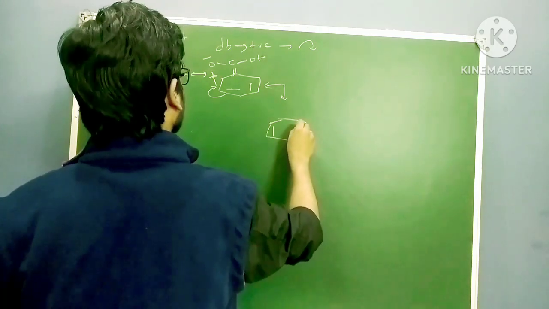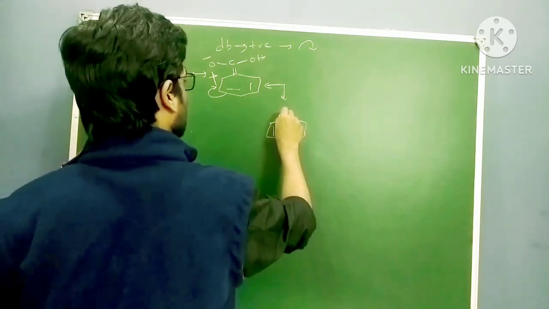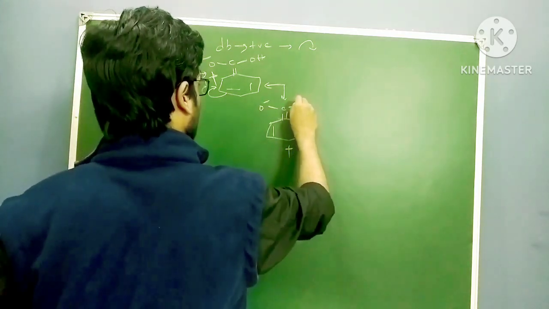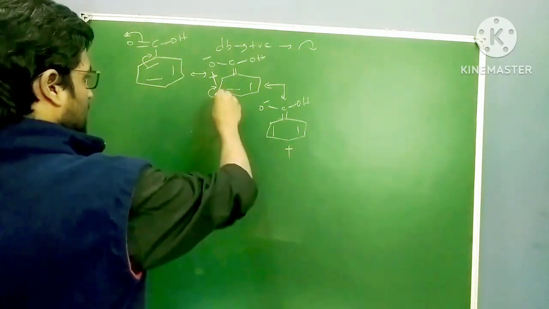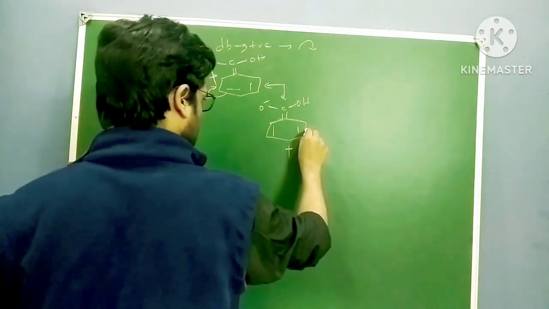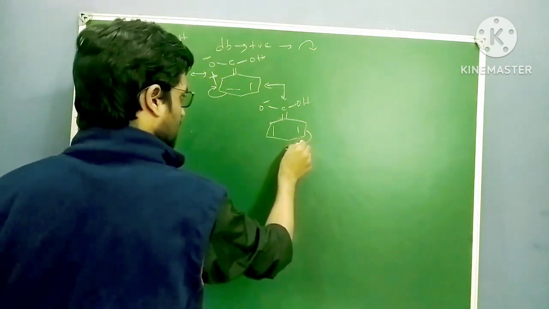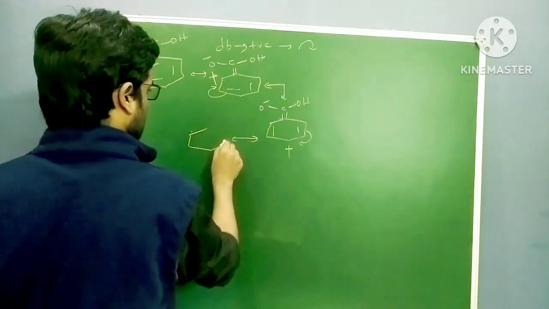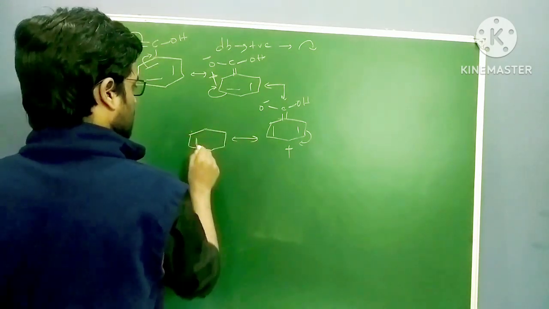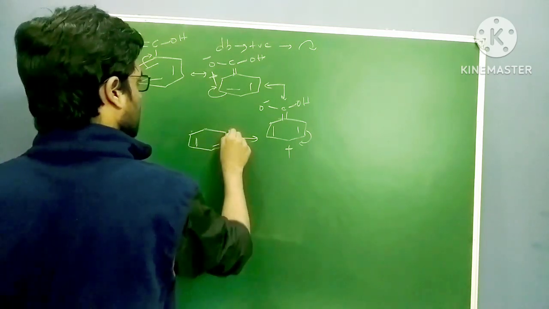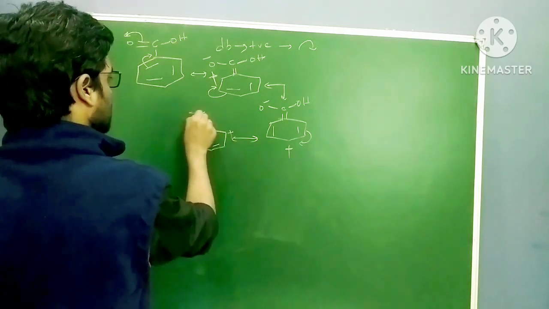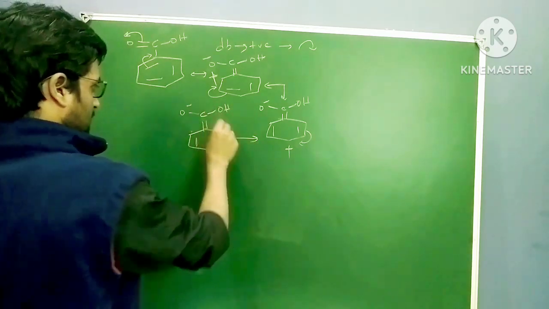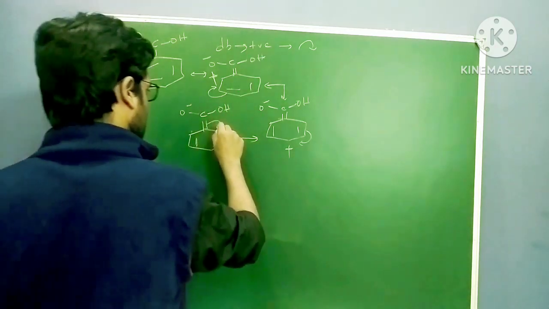Here double bond, positive now here, COOH, O minus OH, right. Again clockwise, double bond to positive, clockwise, yes. So here double bond, here positive, double bond, CO minus OH, right. Again double bond to positive, clockwise.